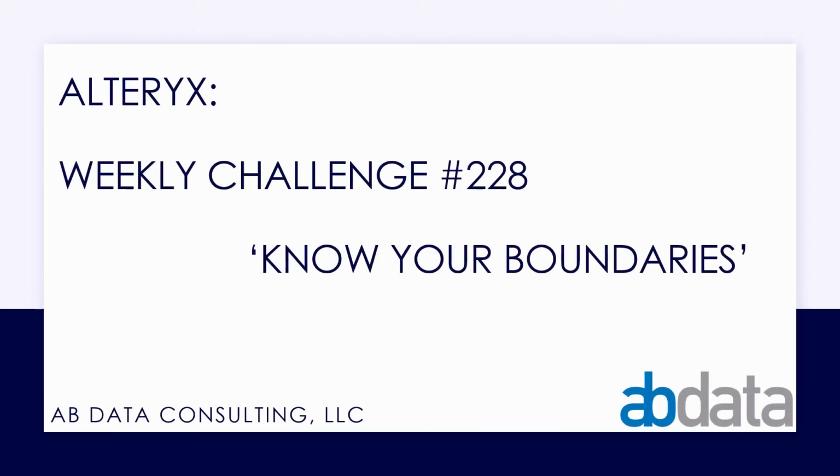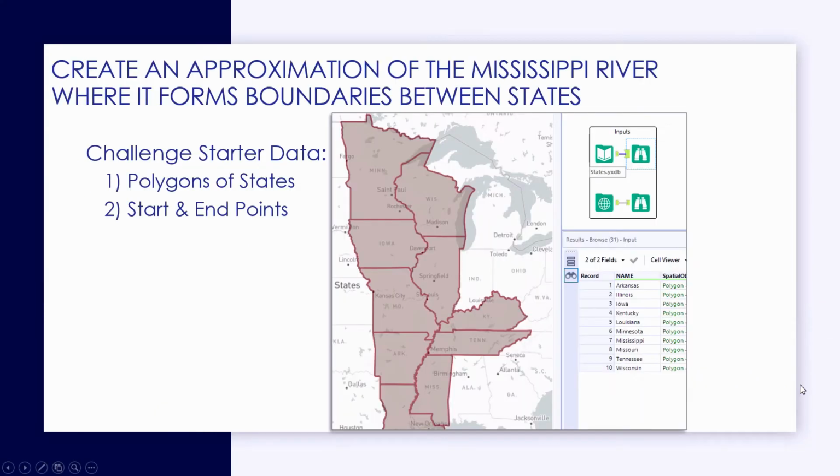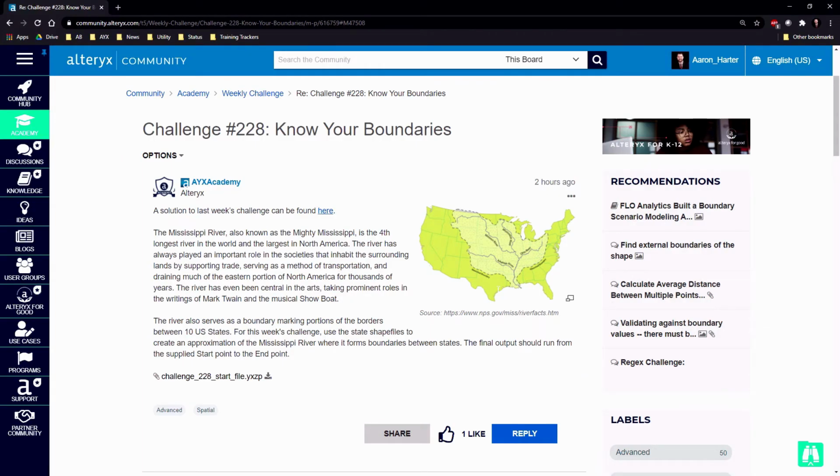In this video, we're taking a look at Alteryx Weekly Challenge number 228, Know Your Boundaries. This is a fun spatial weekly challenge where we're given the polygons of the 10 states that border the Mississippi River, as well as the start and end points as separate data inputs. And we are tasked with using the Alteryx spatial tools to define the boundary, the intersection between these groups of states that makes up the Mississippi River, and then cut that region by the start and end points. So if you'd like to follow along, we're in the Alteryx Academy Weekly Challenge number 228.